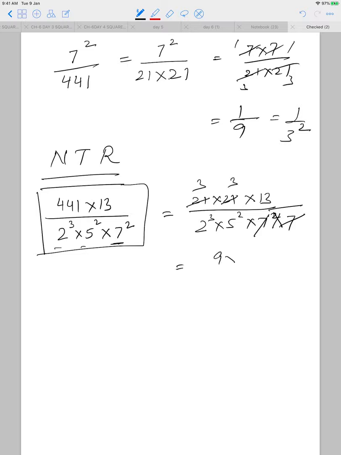In the numerator we are left with 9 into 13, divided by 2 raised to the power 3 into 5 raised to the power of 2. So now, once this factor, 7 square, has been removed, we are left with only the powers of 2's and 5's in the denominator. Hence we can say it will have a terminating decimal.